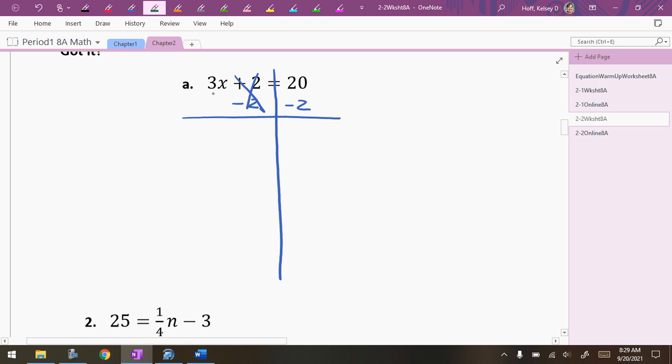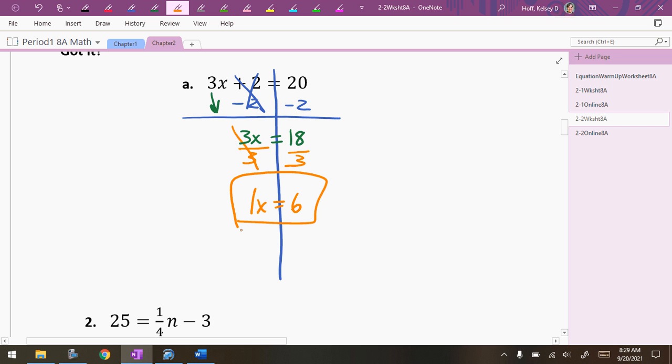I'm going to drag down 3x. Sam, 20 minus 2 is 18. Nicely done. Addison, how am I going to get rid of this 3 that's in front of that x? I'm going to divide both sides by 3. Nicely done. Because 3 is right next to x, they're multiplying, so we have to divide. Petra, what do you think it is? It is. You are correct. 1x equals 6. Okay.